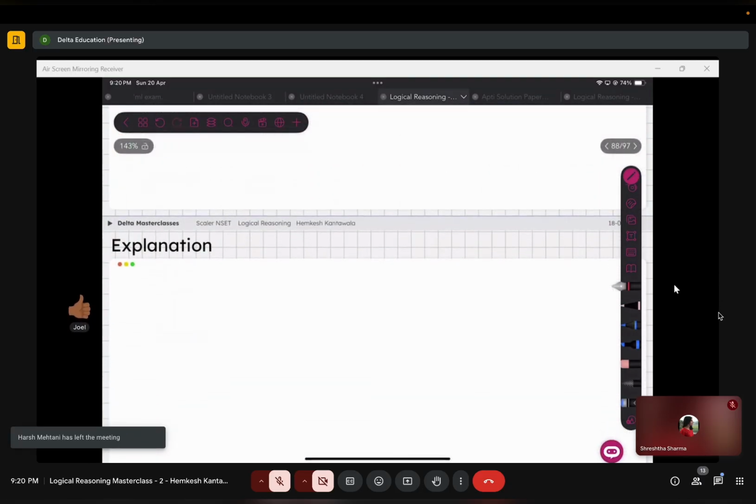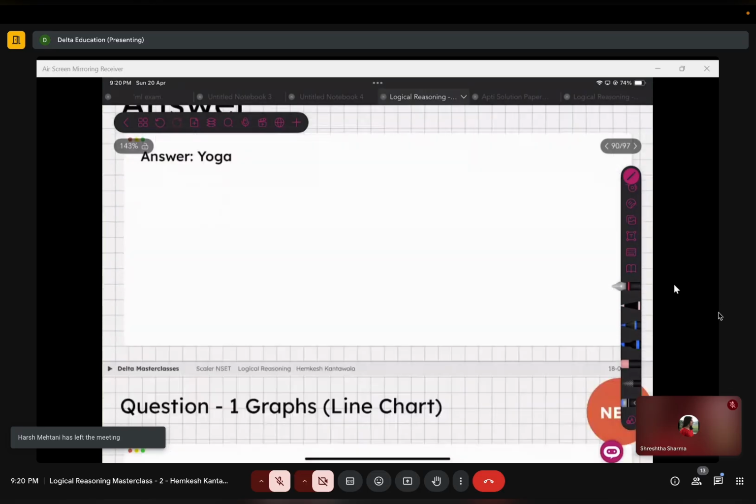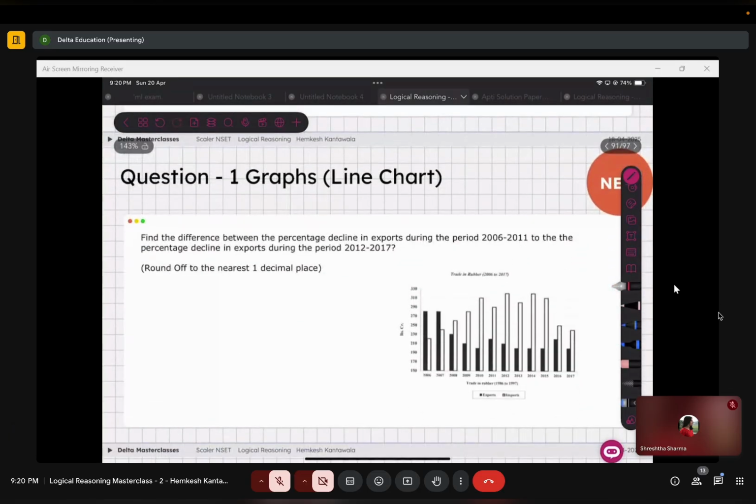So we'll move to the next question. We need to find the percentage decline in exports. Take 2 minutes. This is an easy question. Take 2 minutes and solve.